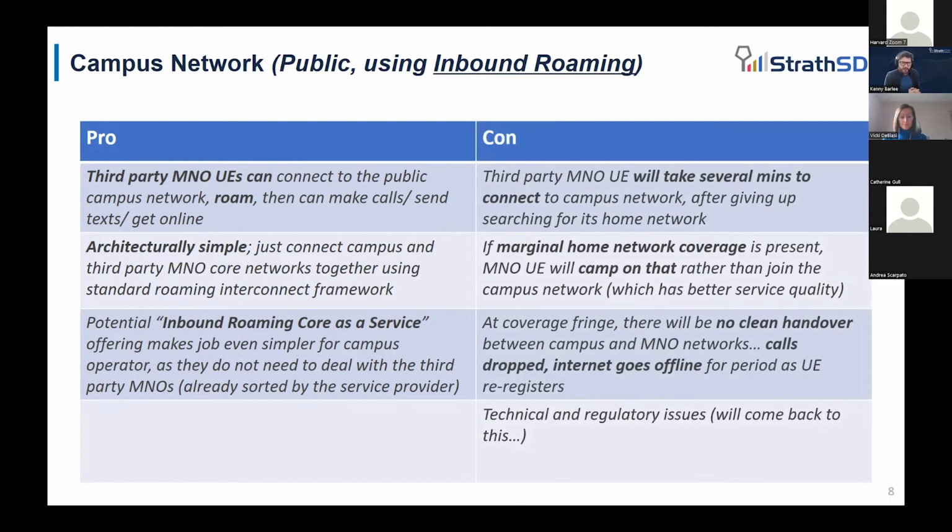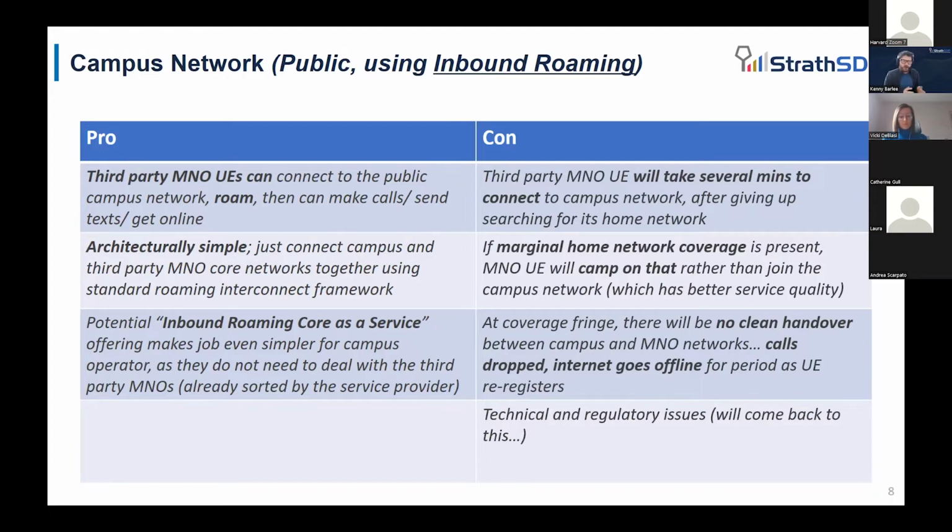Cons with this setup is the third-party UE will take several minutes to connect on arriving. So if you think when you're in an airplane, you just landed in some foreign country, you turn off flight mode, it could be like 5 minutes before you get that text through saying welcome to Spain or whatever. And that's because your phone is going through a polling loop of searching for its home network. And when it can't find its home network, it then starts looking at all the other ones and finds one to connect. And eventually it will find one, and it will. So that's something you need to be aware of for the inbound roaming situation.